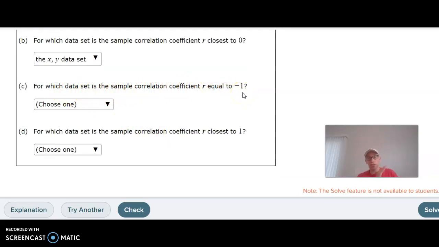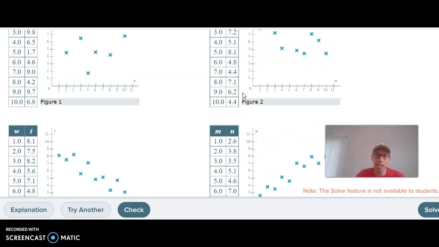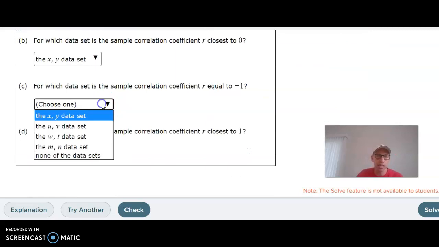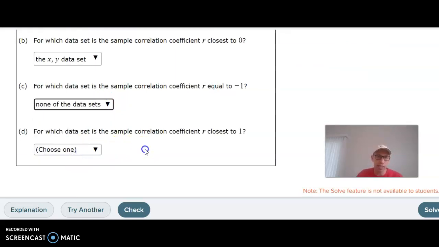For which data set is the sample correlation equal to -1? Now, -1 is the strongest negative you could have, which means they are lining up precisely on a line. So this one's pretty strong, but they're not exactly on a line. I mean, they're coming off a little bit, right? I can't really ballpark too well, but if I was going to say something, maybe a -0.8 or maybe a -0.9, but certainly not a -1. -1 means they are straight and precisely on that line. So we would have none of the data sets here.